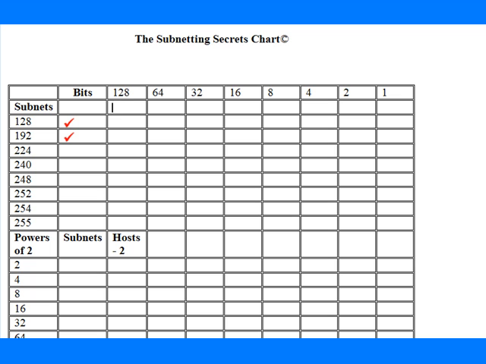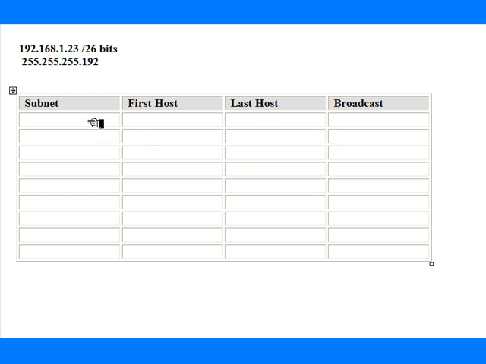If we steal down 2 bits from the subnet, to work out our increments, we steal across 2 bits, and we can see we've got our subnets going up in increments of 64. We're subnetting on the last octet because that's where we stole our bits from.